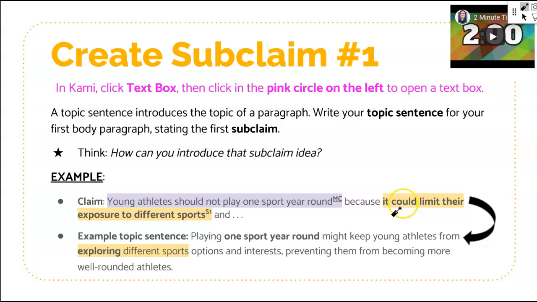For example, my subclaim earlier from my claim was that playing year-round sports could limit their exposure to different sports. So I'm going to take that idea, and my little arrow shows I'm turning that idea, that subclaim, into my topic sentence. So my topic sentence says, playing one sport year-round might keep young athletes from exploring different sports options and interests. Right? There's the connection. Preventing them from becoming more well-rounded athletes. Okay? So pause for a second, and you're going to type your topic sentence into your CAMI document.